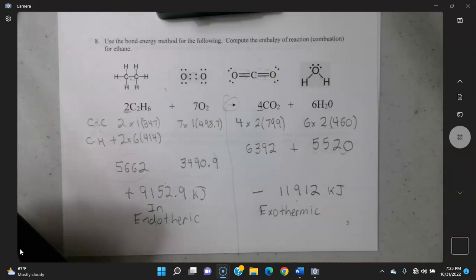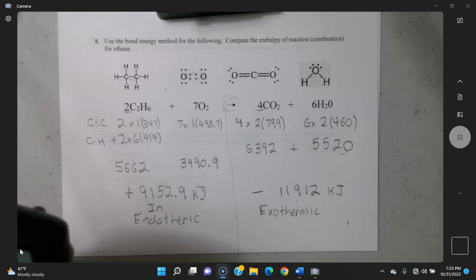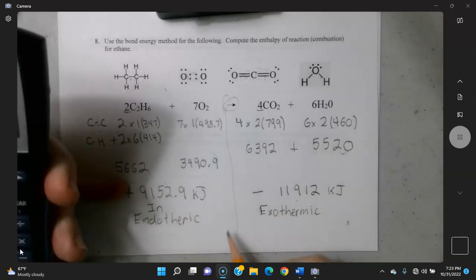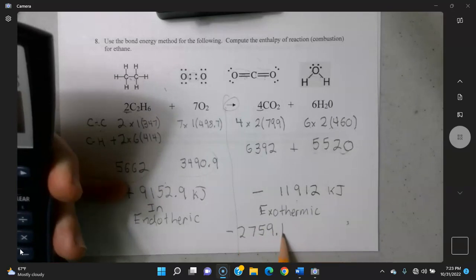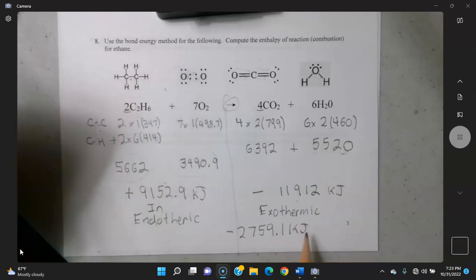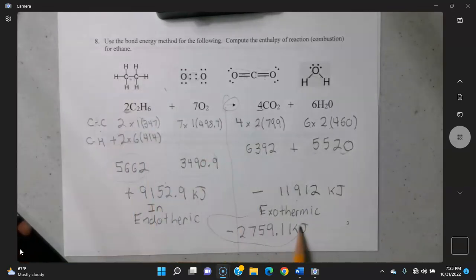So now if we add those 2 numbers, 9152.9 minus, because it's energy coming out, it's exothermic, 11,912. Let's go ahead and do that: 9152.9 minus 11,912, and that gives us negative 2,759.1 kilojoules from this reaction coming out. Okay, and that's the answer to the question.